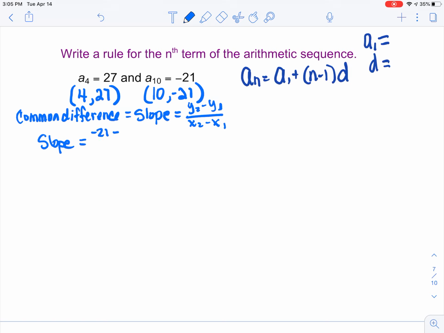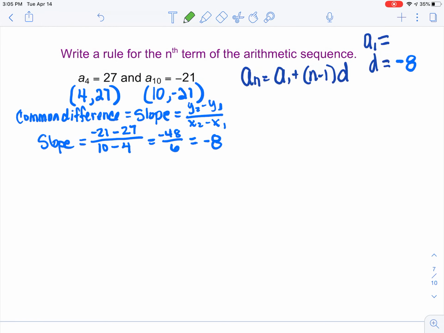So my second y is negative 21 minus my first one, which is 27, over my second x is 10 minus 4. That gives me negative 48 over 6, and that turns out to be negative 8. So I know that my D value is negative 8. I need that to get my rule.